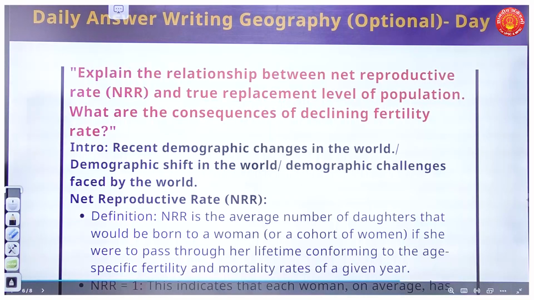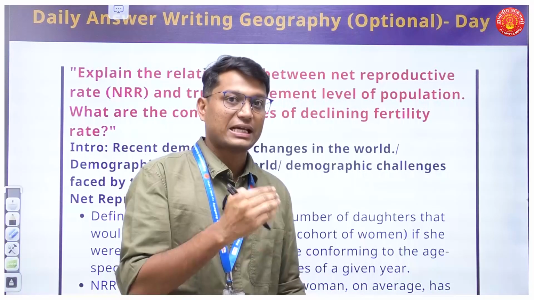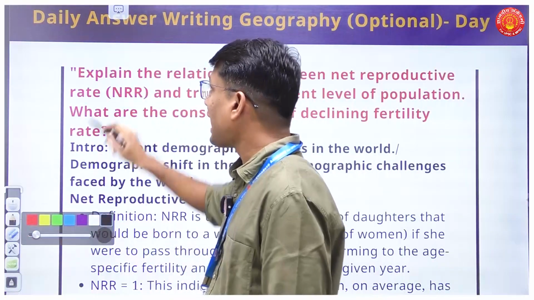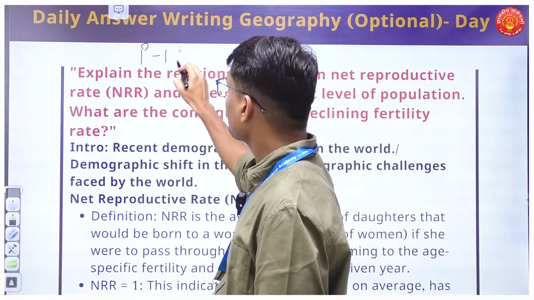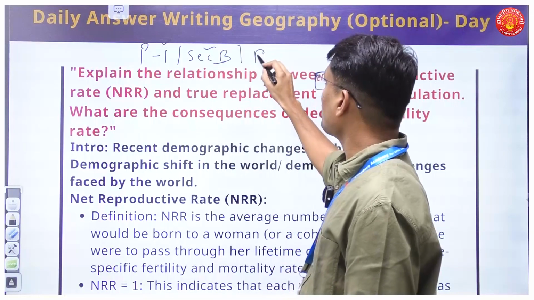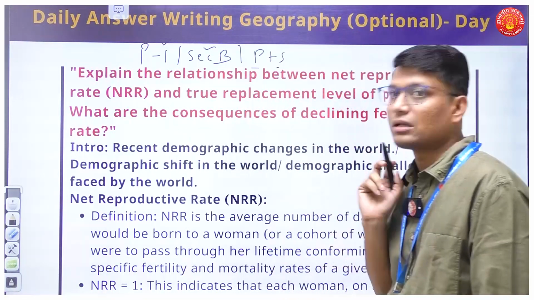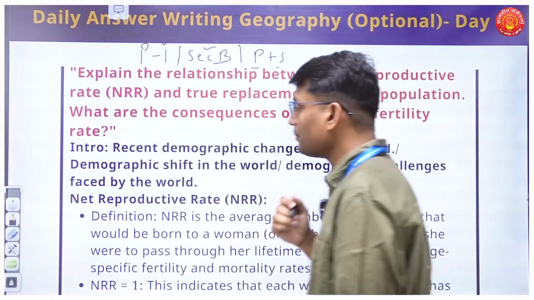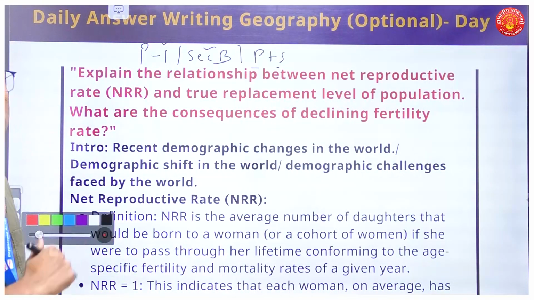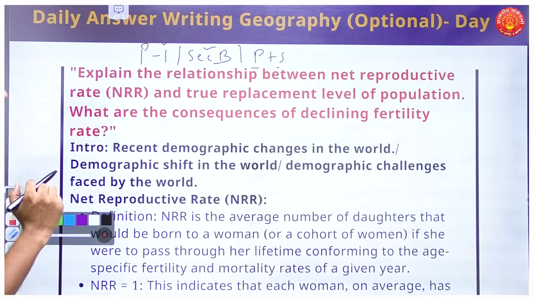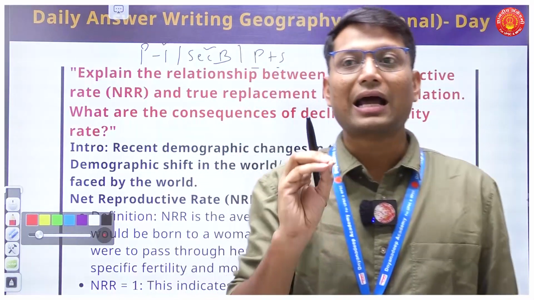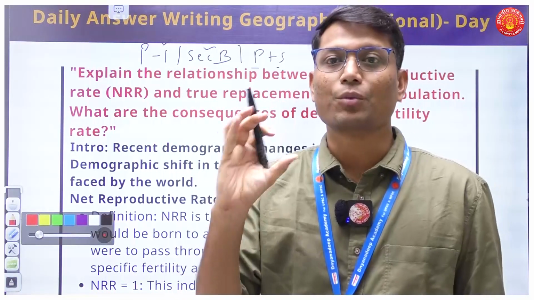So I have this question from paper 1 section B, point number 3, that is population and settlement. So just understand from where we are taking this question. Paper 1 section B and the topic is population and settlement. In population and settlement we have one more subtopic, that is demographic attributes, and in that we are asked about various demographic attributes and their consequences or their importance.